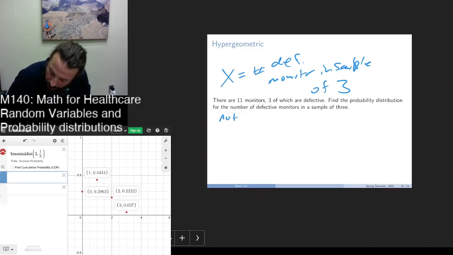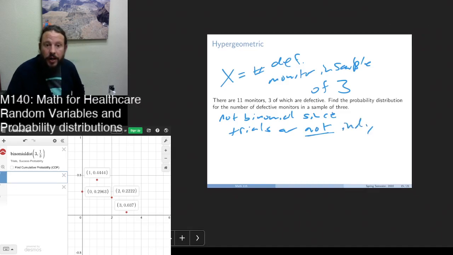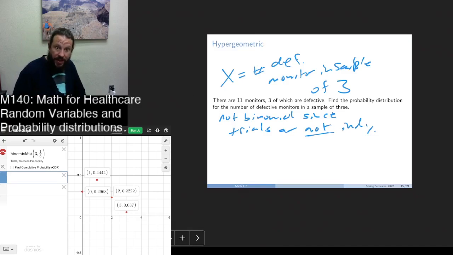Not binomial, since trials are not independent, right? Because why? Because if we pick out one and we pick out a defective monitor, the next time I go in there, the probability of getting a defective is only going to be 2 out of 10 instead of 3 out of 11. So the probability changes. Okay? That's a big thing. Not binomial because it's not independent.